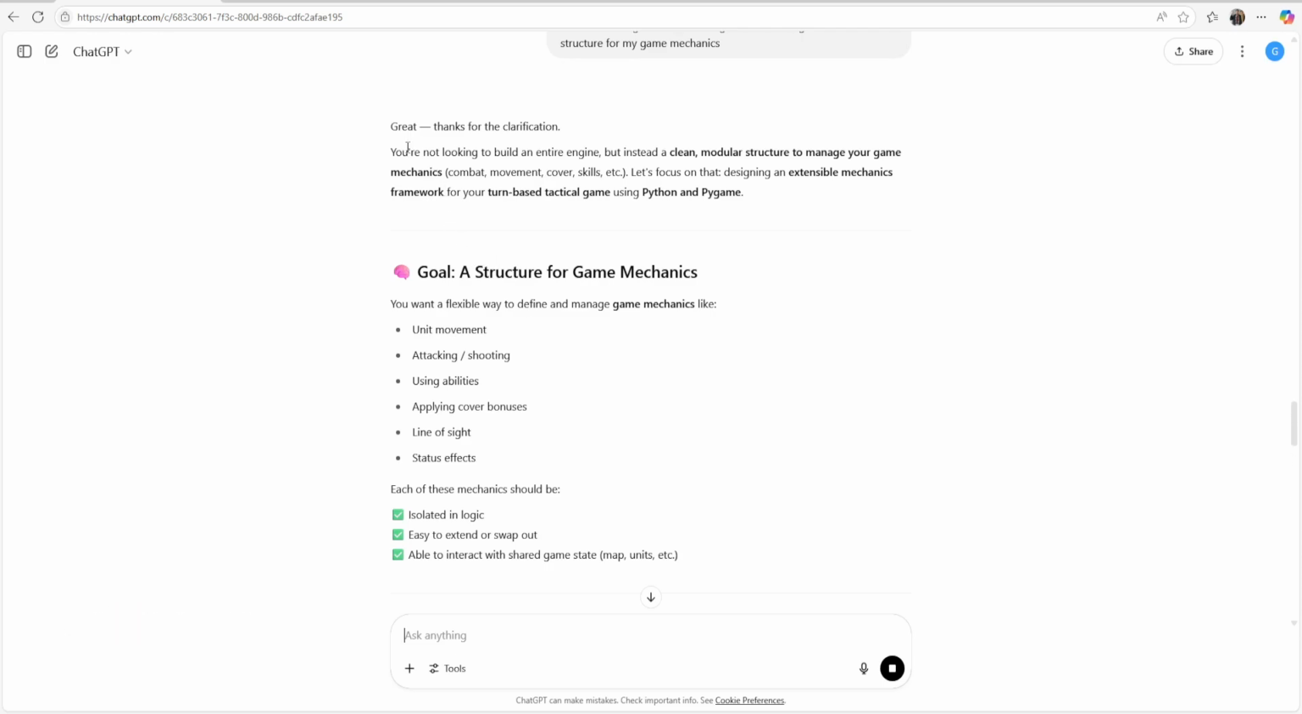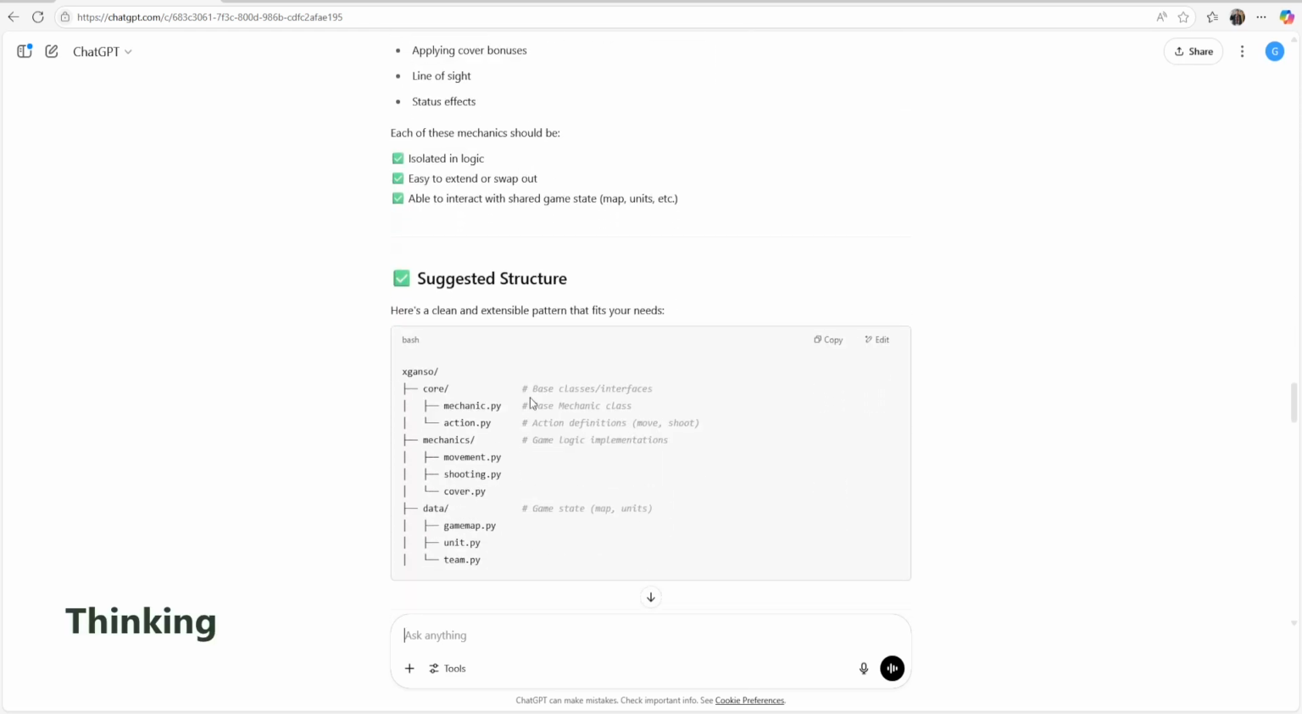ChatGPT already has some previous knowledge about xganso. It knows it's a turn-based tactical game. Sometimes ChatGPT writes the goal, or what it understands from your question, and I think this is very good for us to understand if its reasoning is correct as well. You want a flexible way to define and manage game mechanics like unit moving, attacking, using abilities. That's exactly what we're aiming for. Each of these mechanics should be isolated in logic. That's one of the parts. Easy to extend or swap out, able to interact with shared game state. I think that's an absolutely perfect description of our problem and what we're trying to find out. Let's see what the suggestions are now.